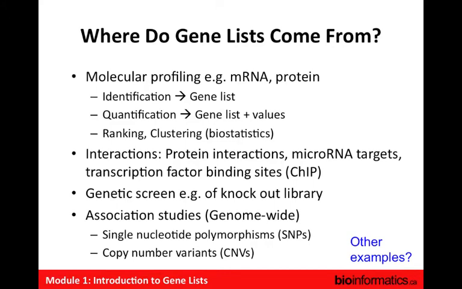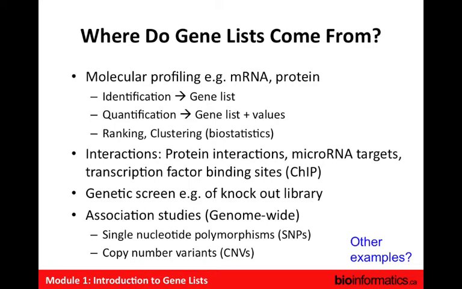So we've developed an overview workflow that we'll also modify during the course, and the workflow will summarize the different areas of the course and the tools that we're using. But basically, as I mentioned, gene lists come from all different types of places, and that means that they mean different things. So you can have molecular profiling, transcript or proteomics data.